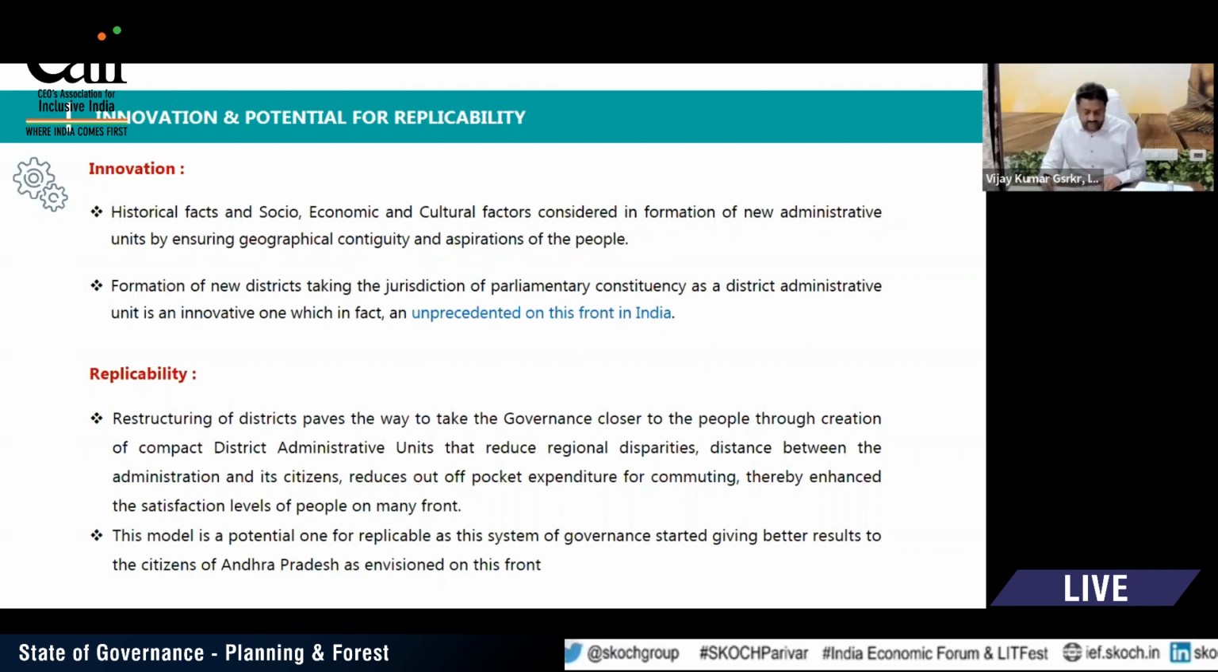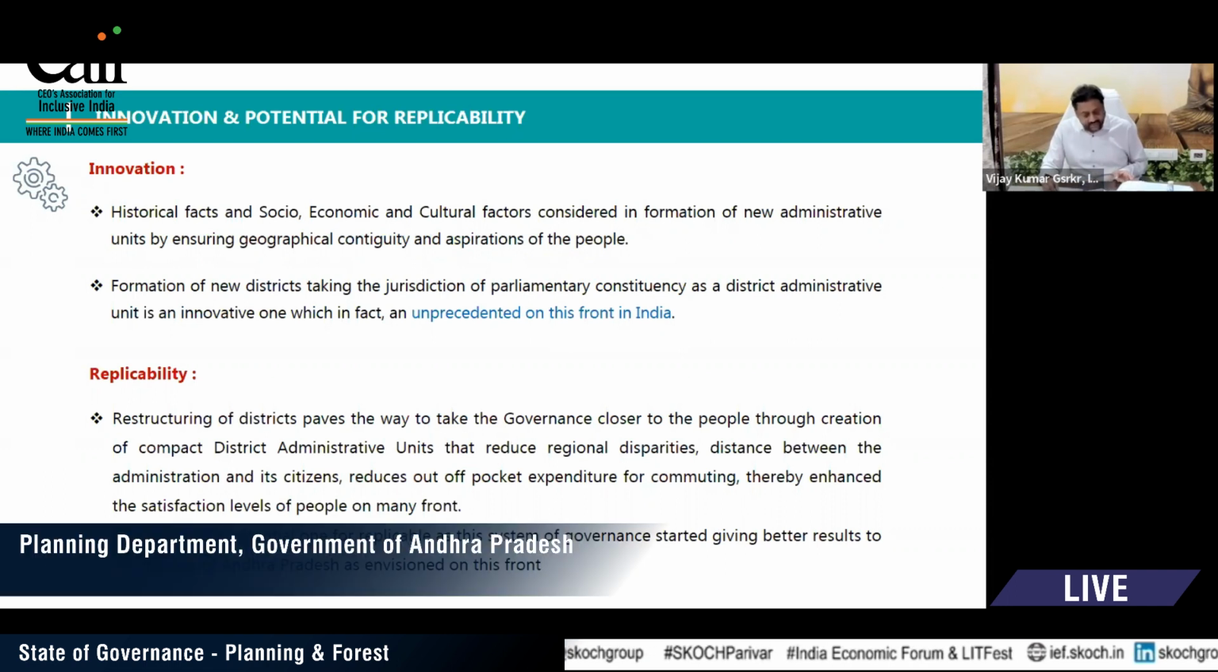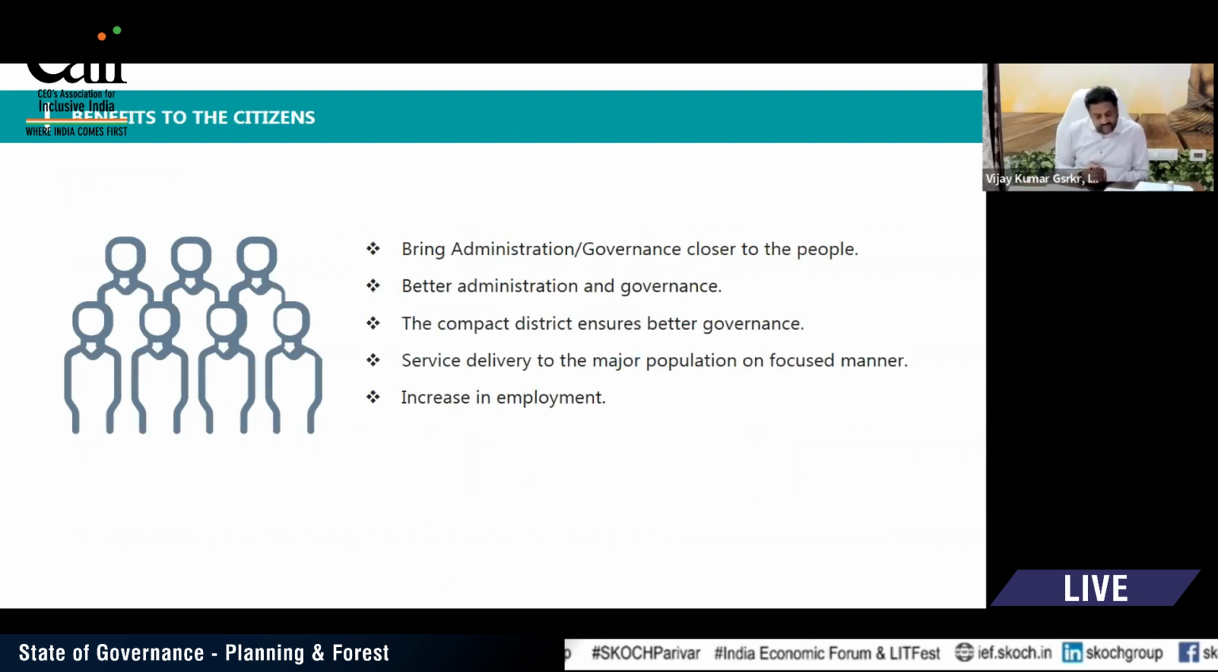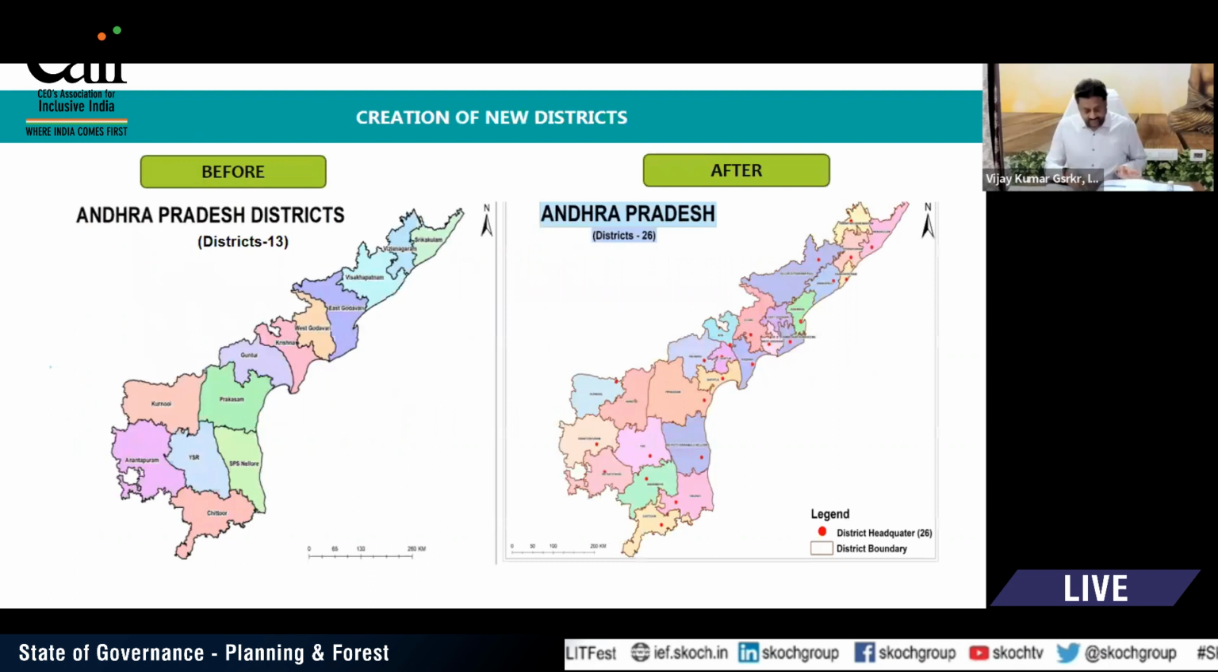This is part of good governance that the Honorable CM has promised. The idea is to bring administration and governance closer to the people, and also for better administration and governance. Compactness will ensure better governance. Service delivery is also a major concern, and that has increased. The focus of the collector and the machinery on the issues, as well as the availability of the administrative machinery to the people, is all getting improved. There is an increase in employment too. So this is how, in brief, we have done this exercise. I thank you for the opportunity, and if there are any queries, I'll be able to answer.